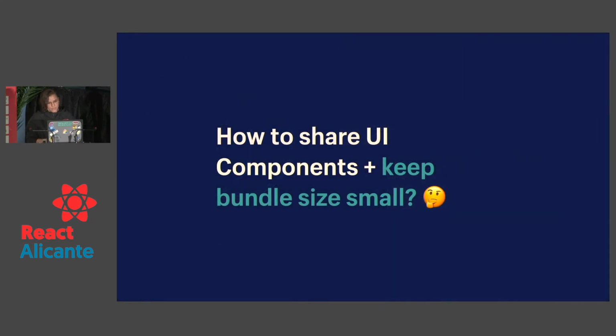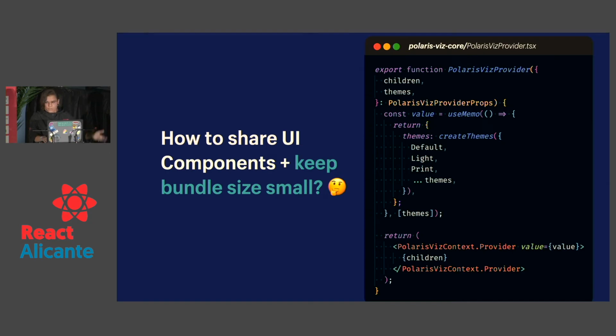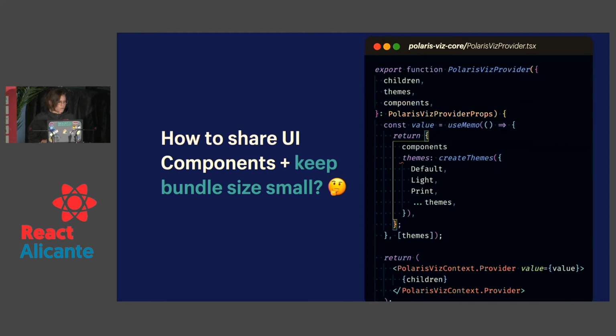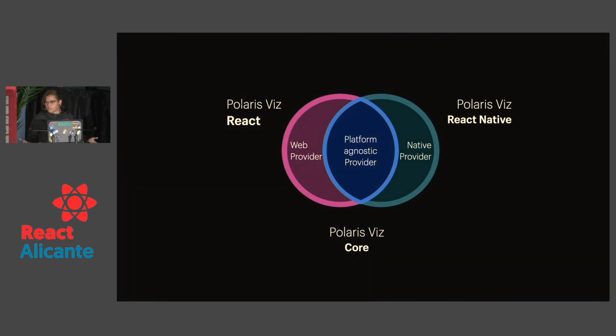So the second thing that we tried was, okay, how can we share the UI components, but also keep the bundle size small? We already have the Polaris provider that is responsible for providing everything related to themes. So what if this provider could also provide a collection of components that would be platform specific? Basically, if you are on web, we provide HTML tags, but if you are on native, we provide native tags. This way, we could have a platform agnostic provider that lives in core and then re-export the platform agnostic provider with the correct components, both in web and in native.